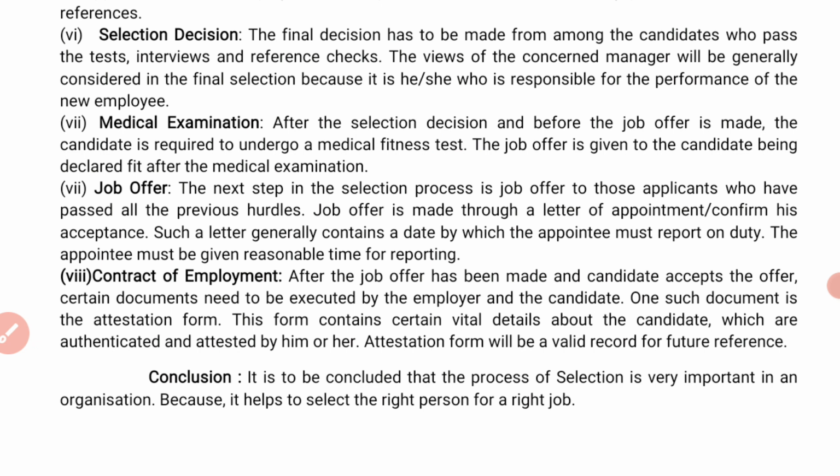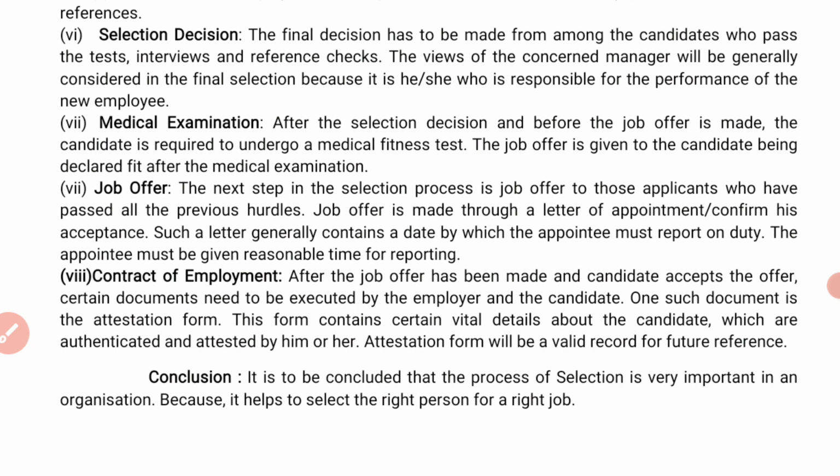Then the last one, that is the contract of employment. So after the job offer, the last step of selection, after the job offer has been made and the candidate accepts the offer, certain documents need to be executed by the employer and the candidate. One such document is an attestation form. This form contains certain vital details about the candidate which are authenticated and attested by him or her. The attestation form will be a valid record for future reference. So this is the last step of selection.